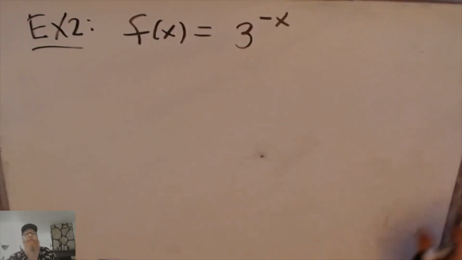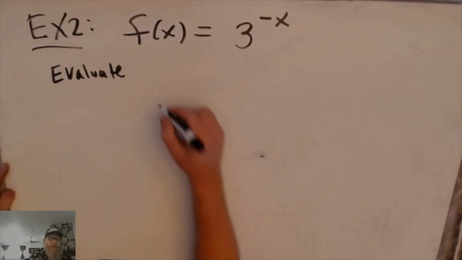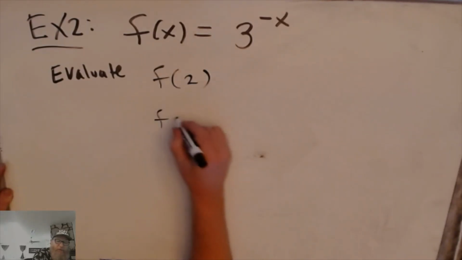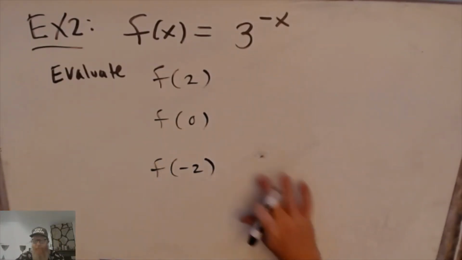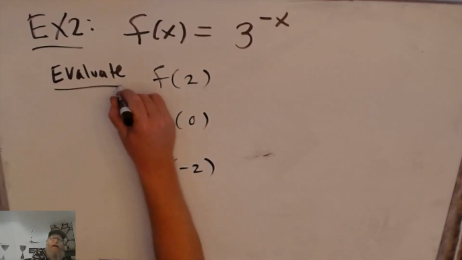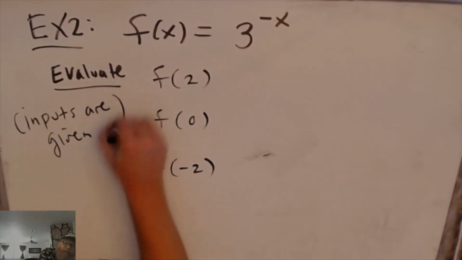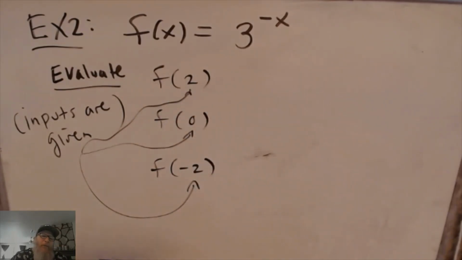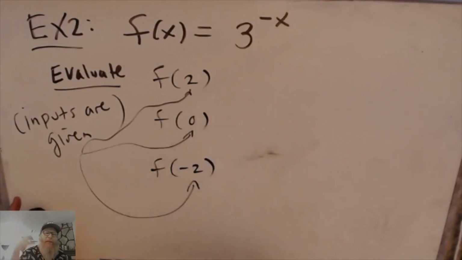Example 2, we have f of x is 3 to the negative x power. Let's evaluate a few different values. Let's do f of 2, f of 0, and f of negative 2. Whenever I tell you to evaluate, the inputs will be given. I'm not expecting you to memorize the numbers that we're plugging into the function. Although you'll probably notice a pattern once I get through 4 or 5 examples. You'll be like, hey, he's always using the same types of numbers. It's semi-intentional that I do the same numbers over and over again.